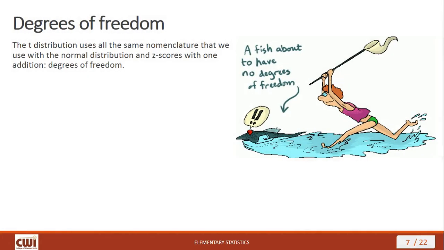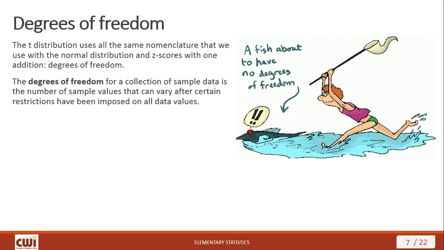There's an added concept that we need to understand with the student t-distribution, and that is degrees of freedom. Degrees of freedom for a collection of sample data simply means the number of sample values that can vary after certain restrictions have been imposed on all data values. Typically, the degrees of freedom for most distributions will simply be 1 less than the sample size. There are exceptions to that rule, which we'll get into later in the course.